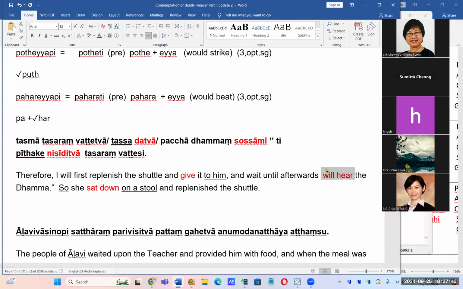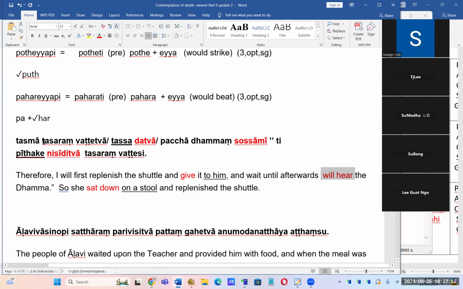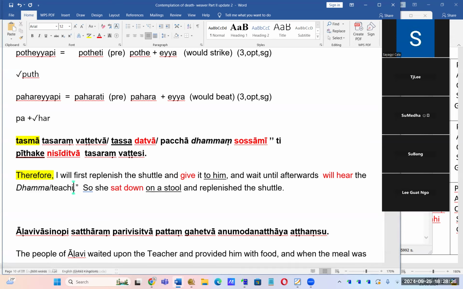All right. Gui Hua, Sister Vera. Yes. Next one. Tasma, therefore, Tasma. Okay. So only one, right? Therefore, yeah, only one. Okay. All right. Subang, you can try. Damang, the Damam, teaching of the Buddha. All right. I hear the Dhamma or teaching. Okay. Good. Sister Guango.